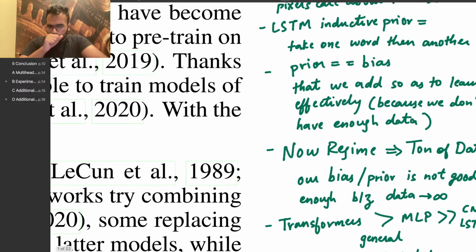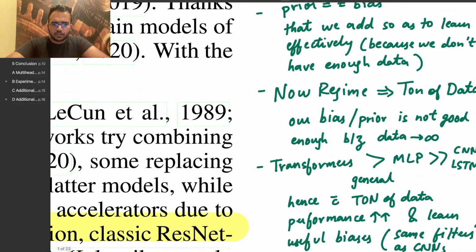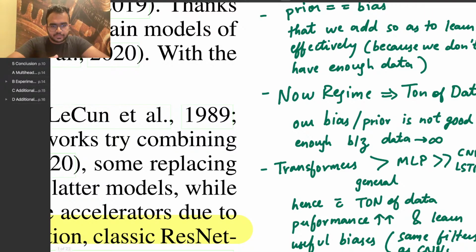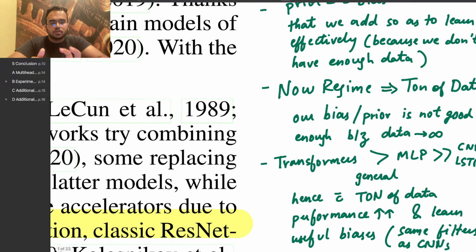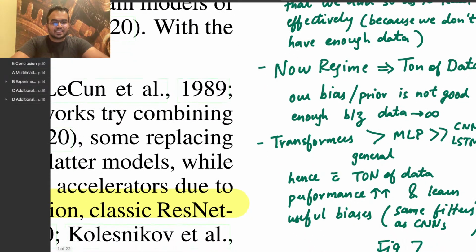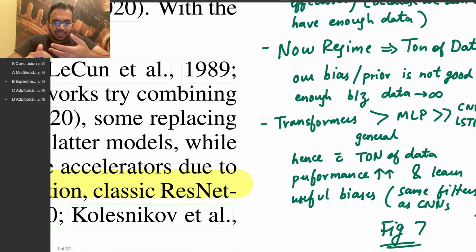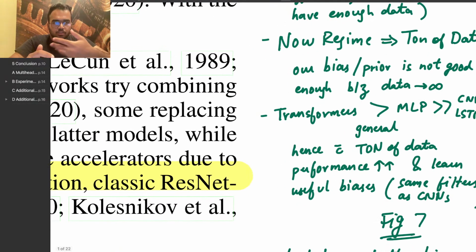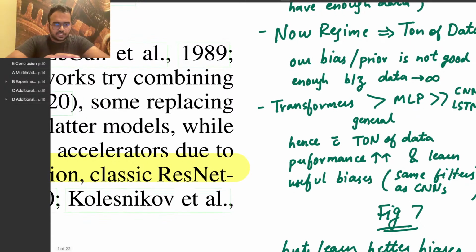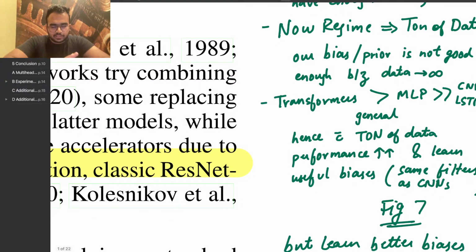Now the regime is that we have a ton of data. As we saw, JFT has 300 million labeled images. Our prior bias is not good enough because data is tending towards big data, right? And transformers are more general than MLPs because they have dynamic weights associated with them, because of the attention network, and MLPs are way more general than CNNs and LSTMs. Hence, with a ton of data, the performance goes up, and these transformer architectures learn useful biases.